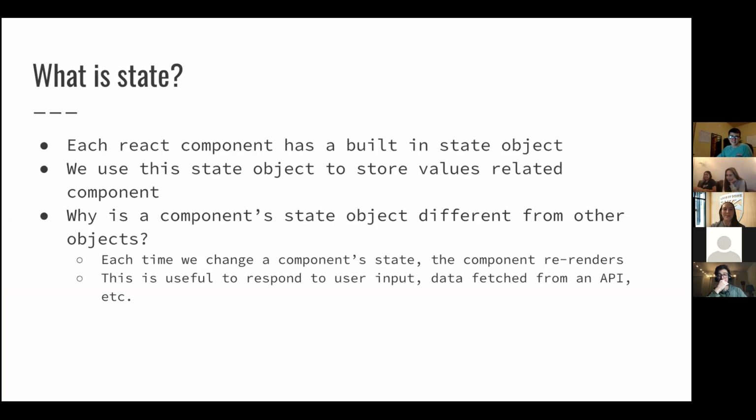Okay, so first talking about what is state. Each React component has a built-in state object, and this state object, we use it to store values related to the component, its data, and what we want to display or render. And it is different than any normal object or variable because every time we change a component state, the component re-renders, and that is the magic of using React.